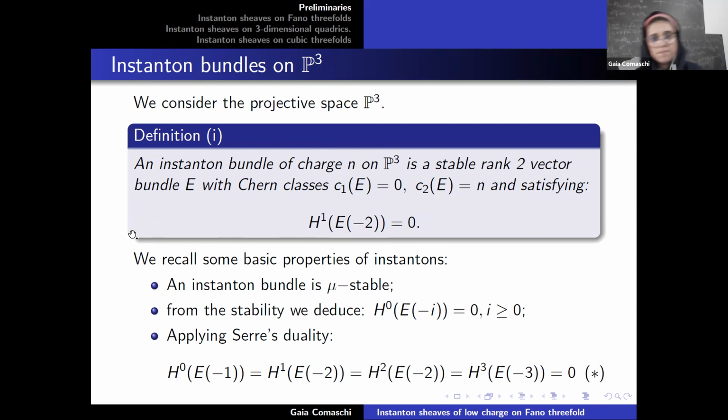We can easily prove that instanton bundles satisfy the following properties. Instanton bundles are mu-stable. The stability implies that whenever we take a negative twist of an instanton, we have no global sections. And using the stability and applying Serre duality, we can prove the vanishing of these groups of cohomology.